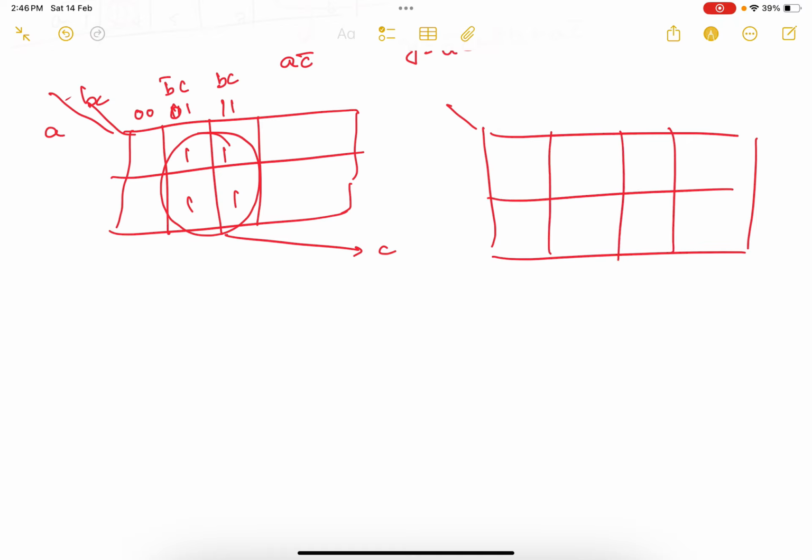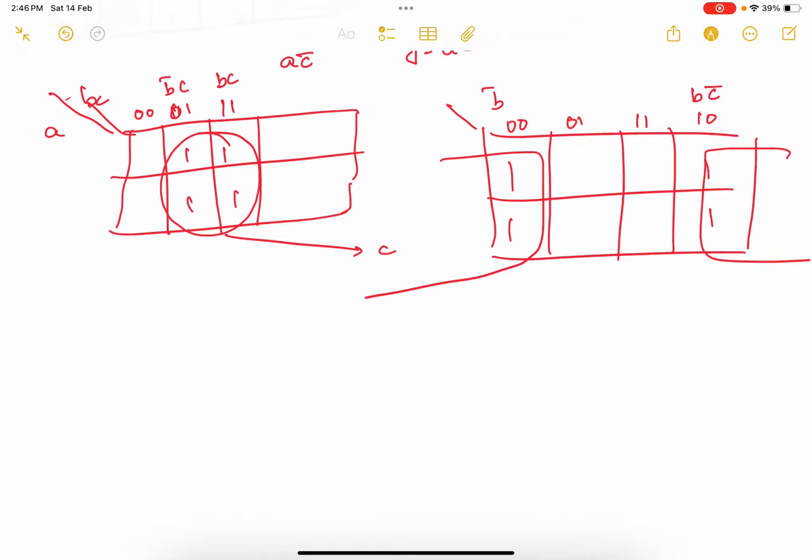In the other manner, if I have 1 1 here and 1 1 here, what can we do? We can form a quad like this. This is 0 0, 0 1, 1 1 and 1 0. This is B C bar, this is B bar C bar. So the common term will be C bar. C bar is the answer for this.